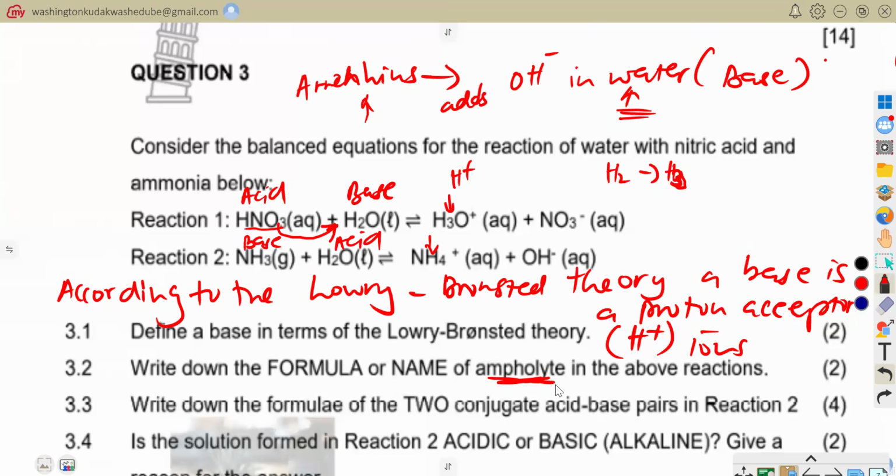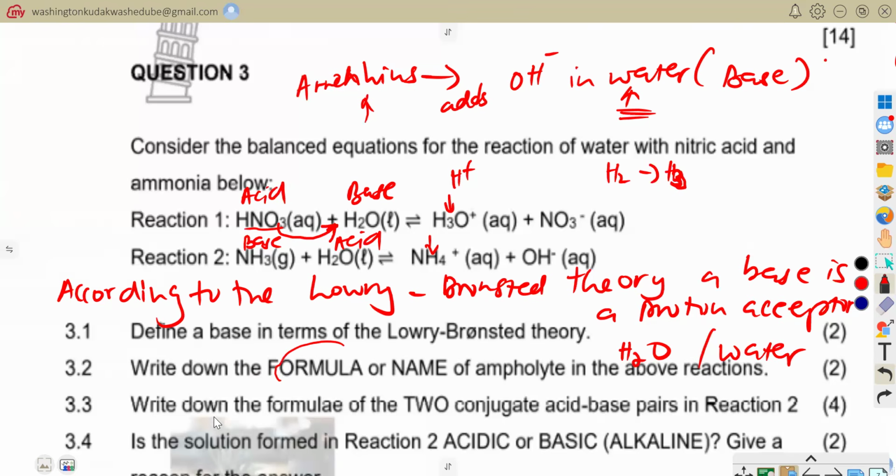So here you are just supposed to come and write what? H2O. So here the answer was supposed to be H2O, because they said write a formula or a name. So a name would be water. That is the name of that.